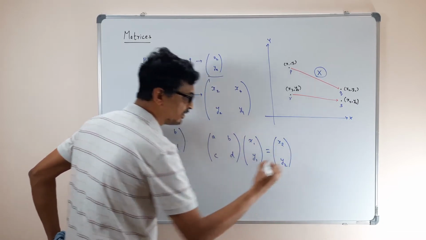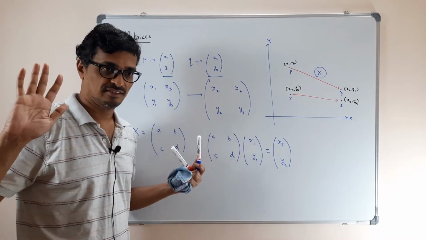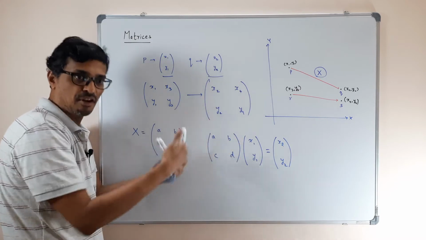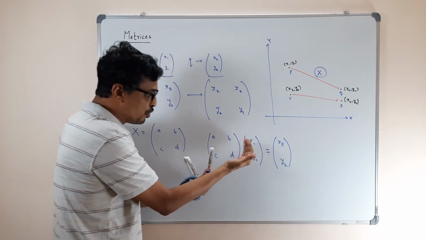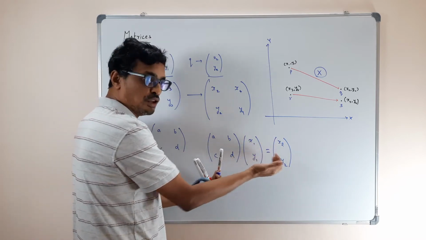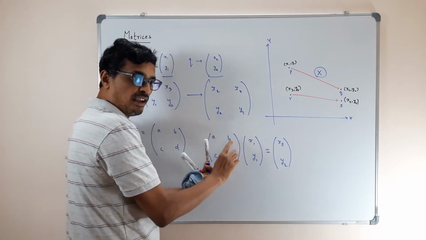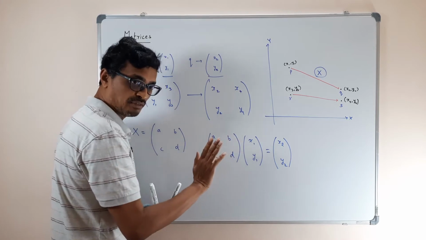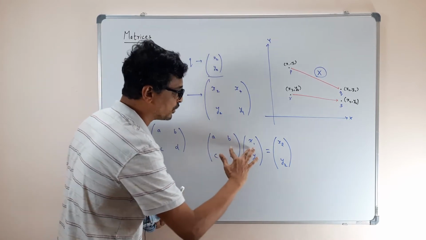Am I making it clear? We don't know what A, B, C, D are. What I'm saying is some notation I'm developing. I'm developing a terminology, a technique by which I have to move this point x1, y1 to x2, y2. So if I multiply with some matrix of this form, it will go to that. I don't know what operations I have to do. We will define that. So how do I multiply these two?